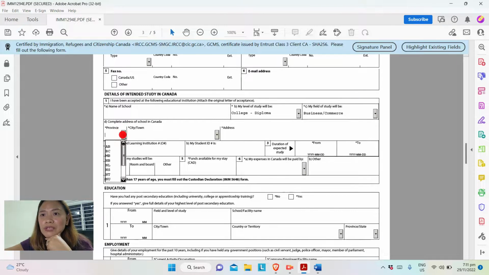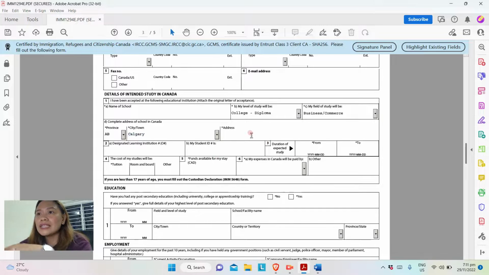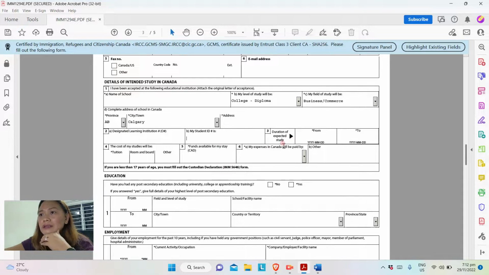And then province of your school, so city and town. Mine is Calgary. And then the address of the school, it's on the LOA or letter of acceptance. So just whatever is the address there, just copy it here. The designated learning institution number, because every school has their own DLI number. Your student ID number, usually it's on your LOA, but it is not a required field. So if you don't want to put or you don't know where to find, it's fine. Duration of your expected study would be the duration of your program.